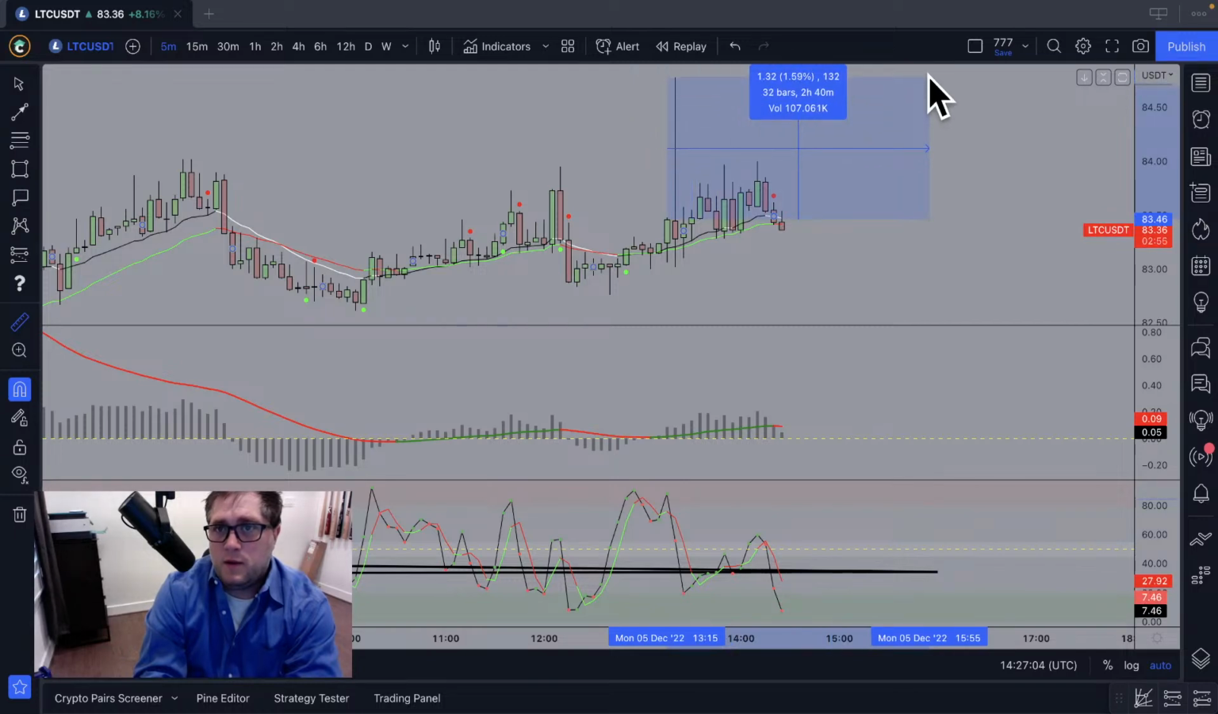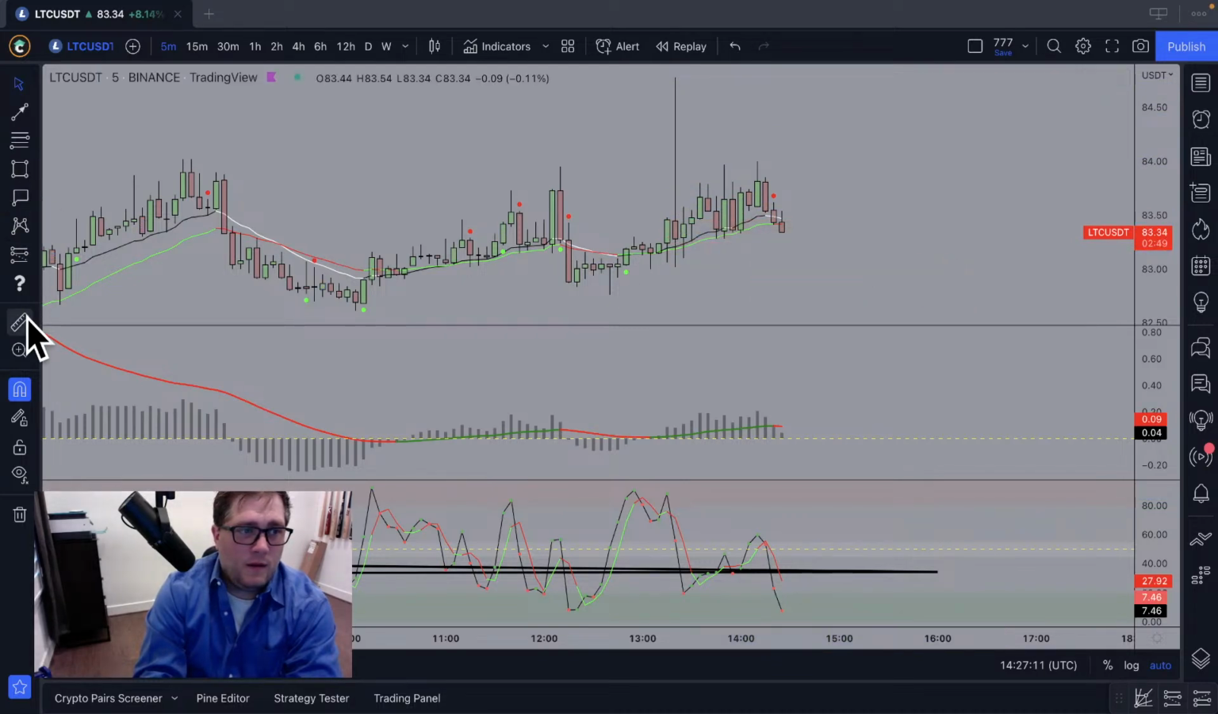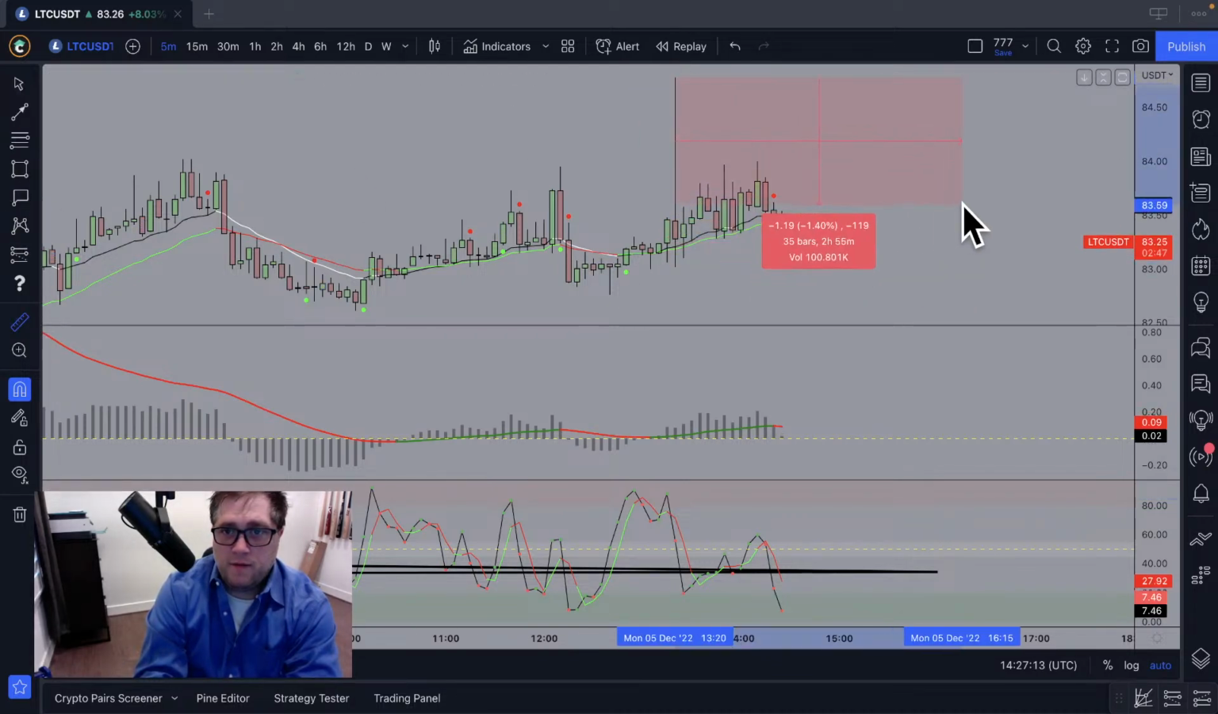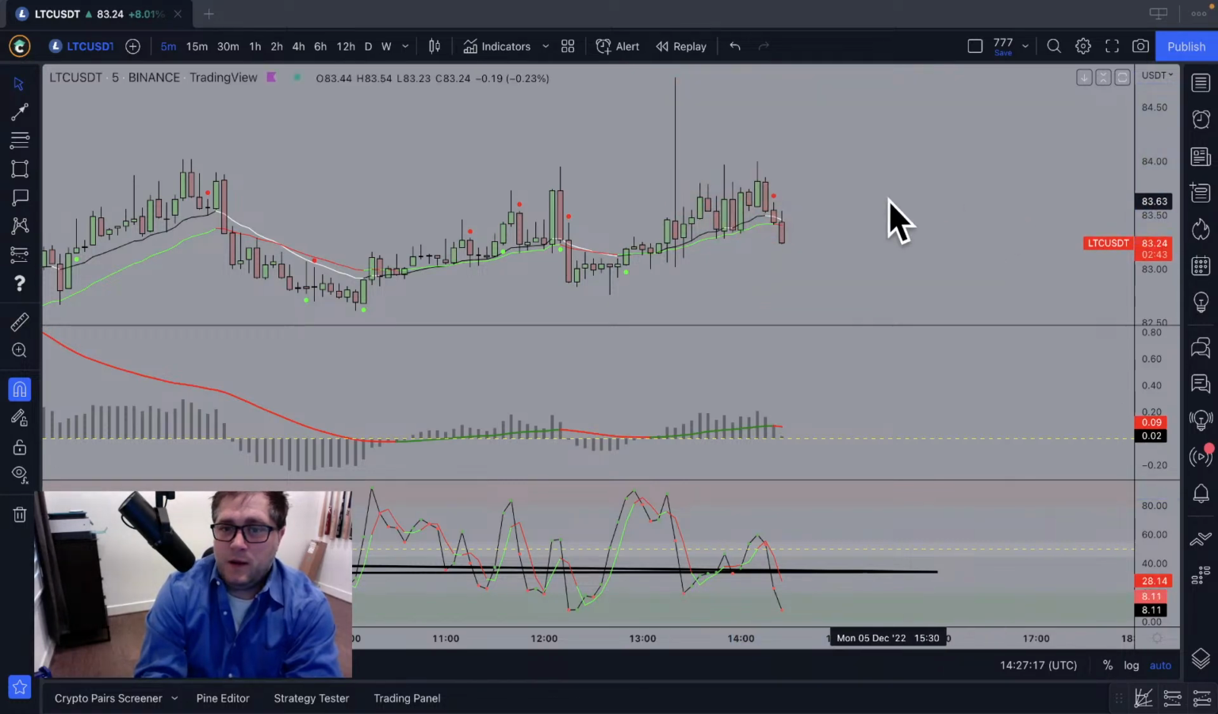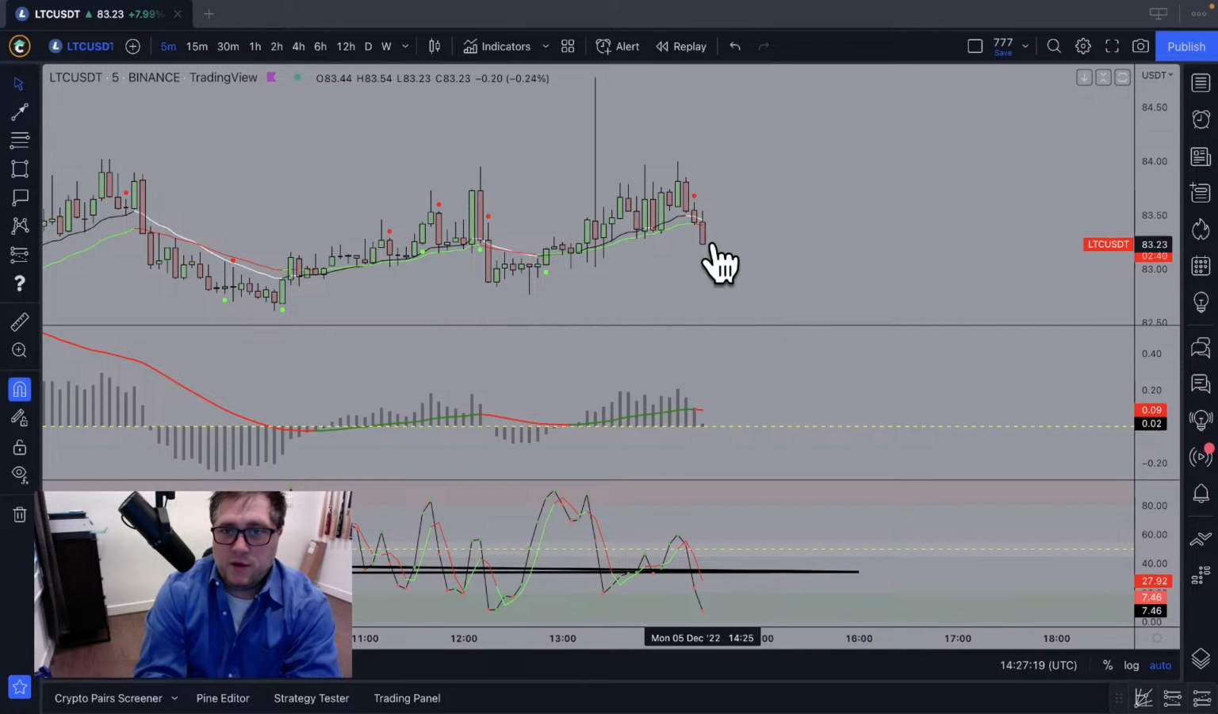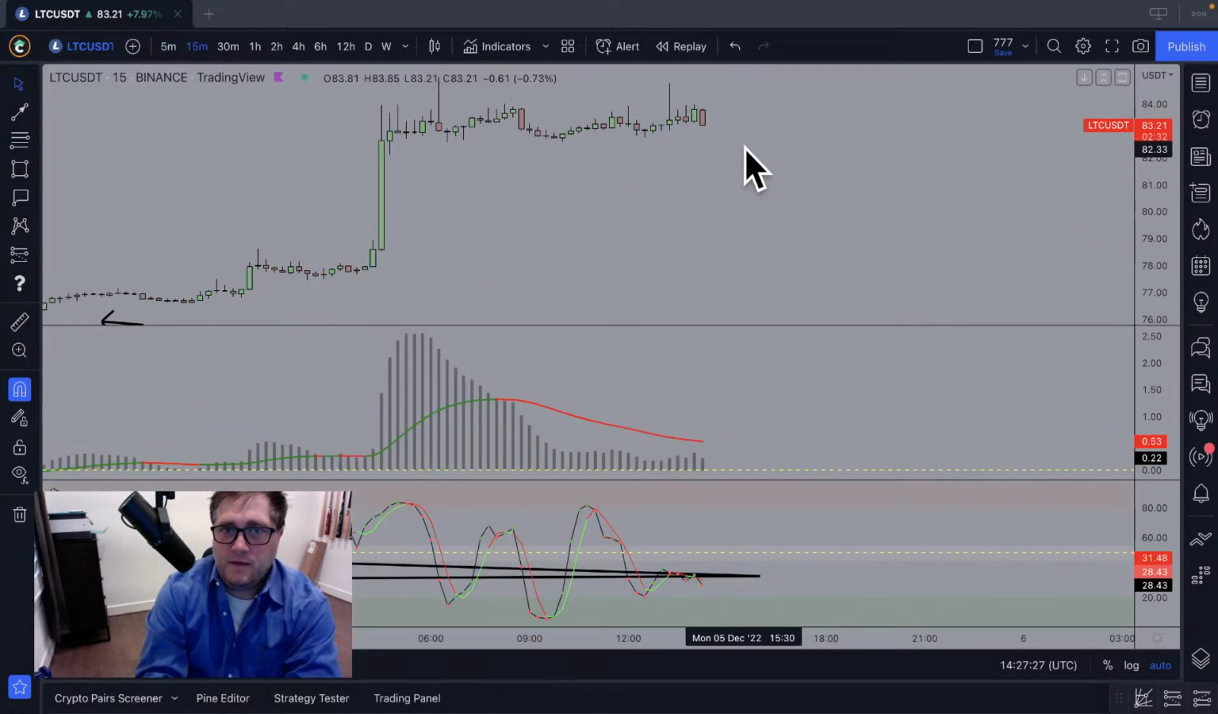It swung up 1.59%, and then dropped. And once it hit that 1.55%, it dropped 1.76%. Those are the swings that you've got to be careful with on Litecoin. You can see that we're starting to head down on the 5-minute chart. See what it looks like on the 15-minute chart.